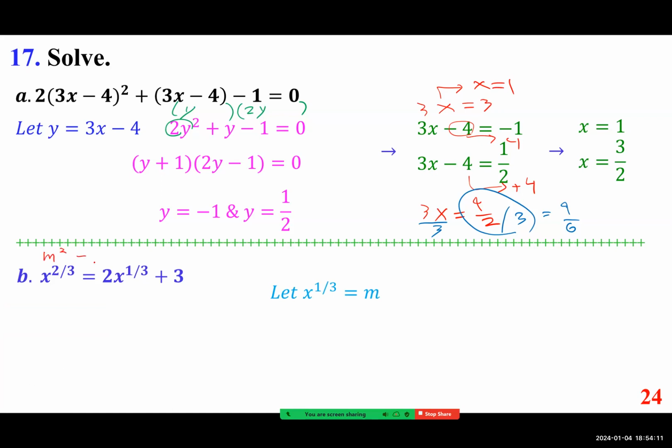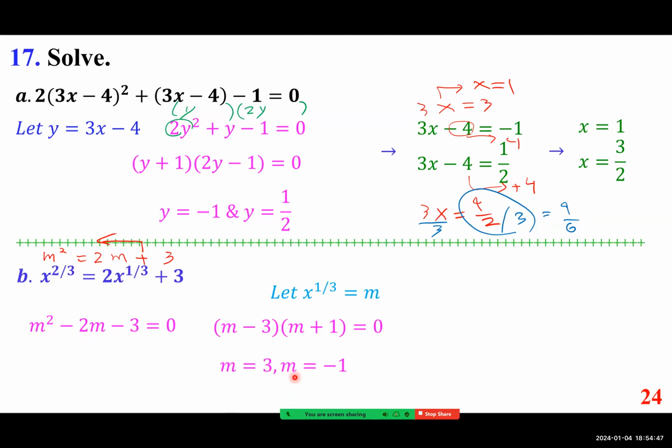Now, this is m squared equals 2m plus 3. Let's move everything to the left. And we get m squared minus 2m minus 3, which is a very simple case of factoring. We need two numbers whose product is -3 and sum is -2, so those are -3 and 1. M is either 3 or -1.